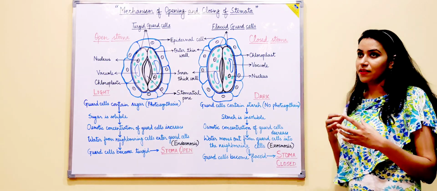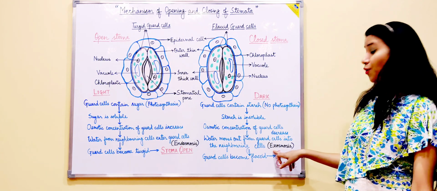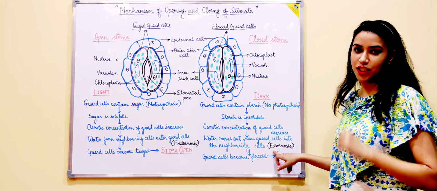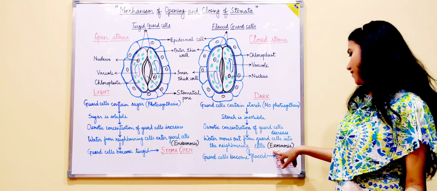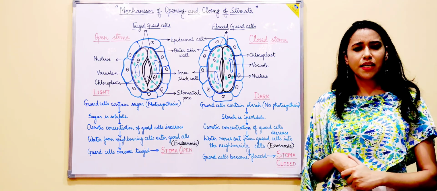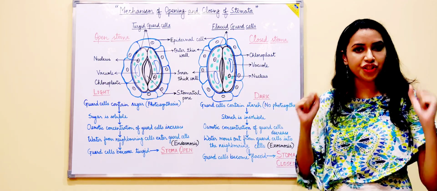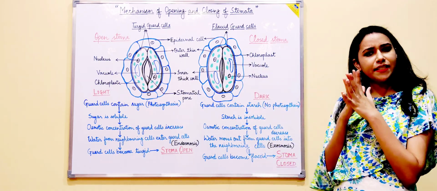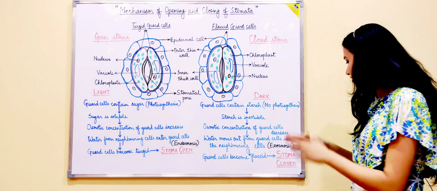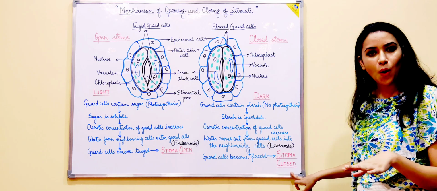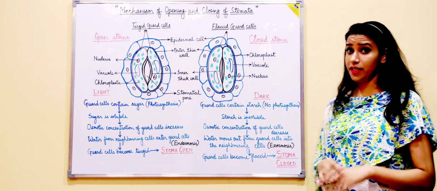Because the guard cell is losing water, the water is exiting the guard cell, this process is known as exosmosis, right? X is exiting. What is exiting? The water is exiting the guard cells. And because of that, these guard cells will lose their turgidity and they will become flaccid. That means the wall will collapse. And as a result, the stoma will be closed. So during daytime, the stoma is open. During nighttime, the stoma is closed.